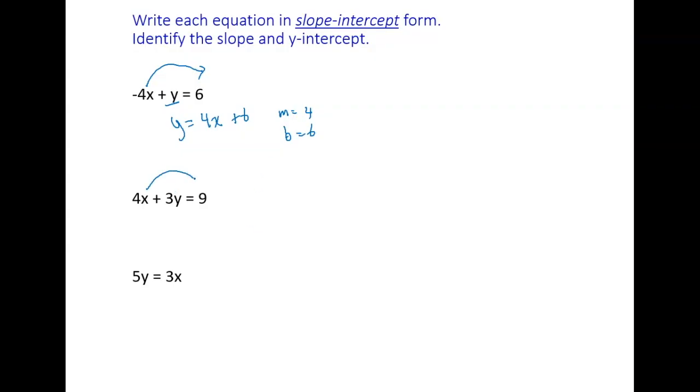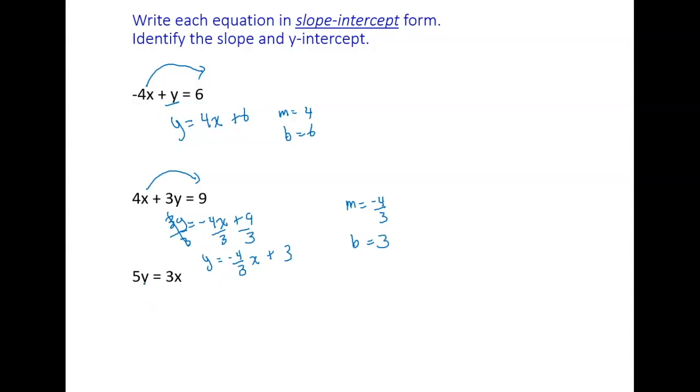We'll go down to this one, bring that 4x over. So I am going to get a negative 4x because it becomes a negative, right? Plus 9. Divide this by 3, and this by 3 to get the y by itself. So I get y equals negative 4/3 x. 9 divided by 3 is plus 3. So all I did was divide. So I get negative 4/3 x plus 3, because 9 divided by 3 is 3. So my slope then is negative 4/3, and my y-intercept is 3.